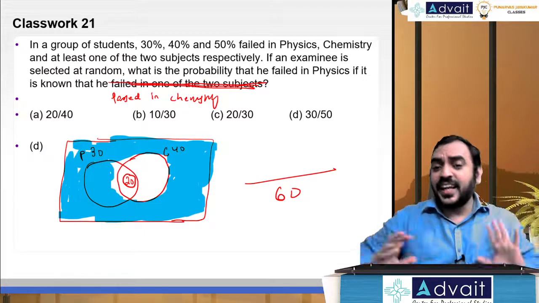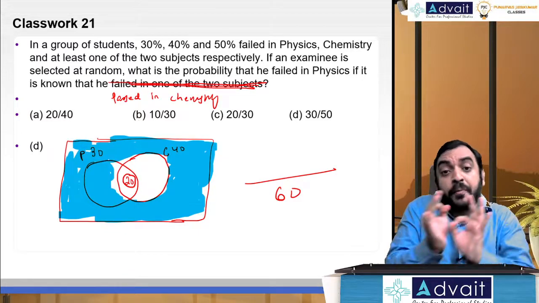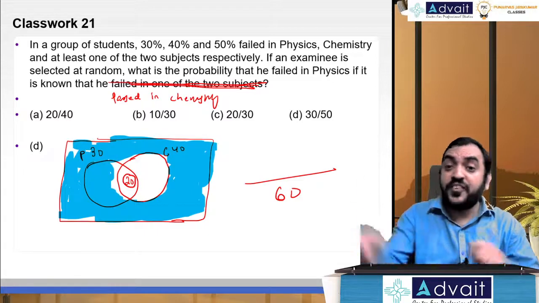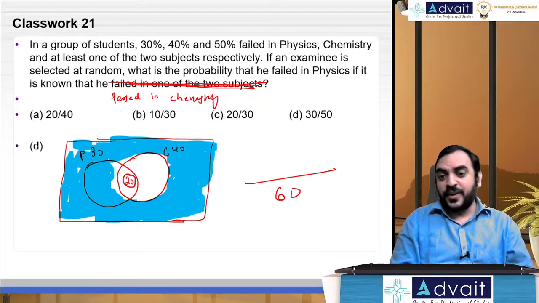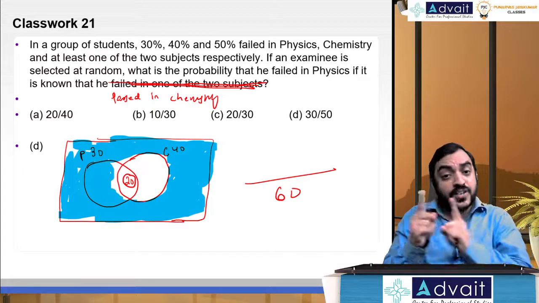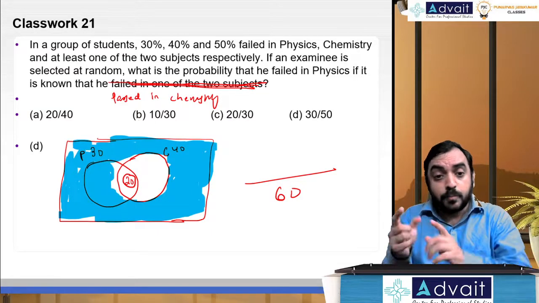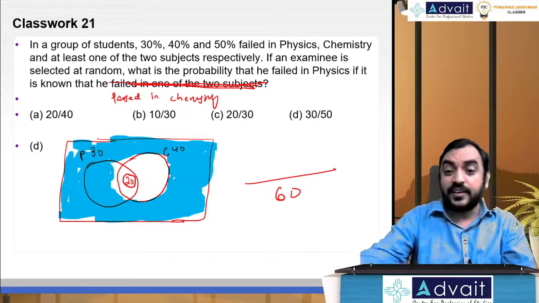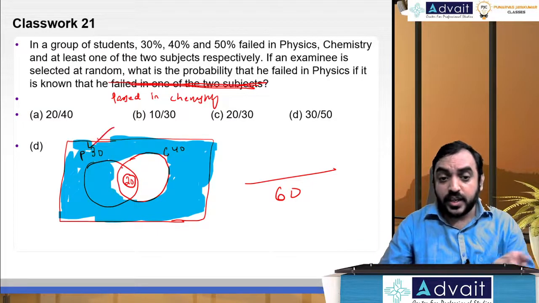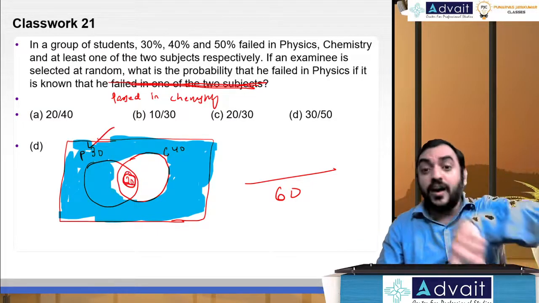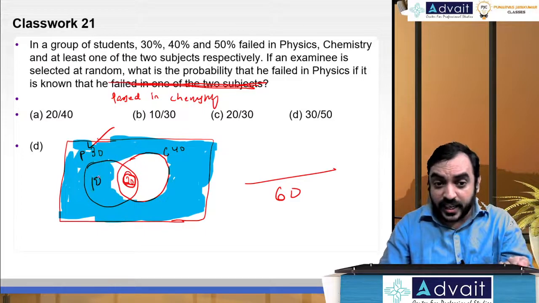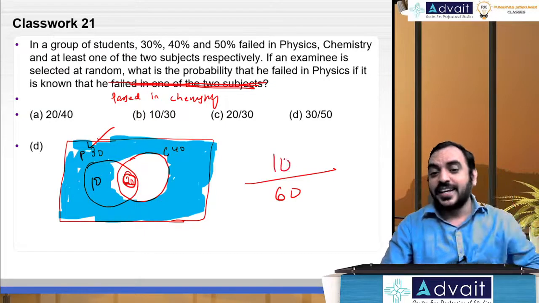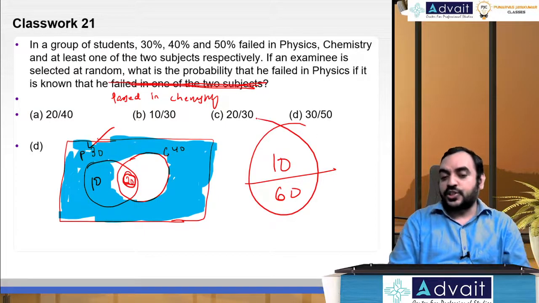Can I say like this? You have passed in chemistry, failed in physics, means what? You failed in physics only. I'll repeat once more. You have passed in chemistry, but you failed in physics, which means you failed in physics only. So out of 30 people, 20 people have also failed in chemistry. The remaining 10 people within this blue region failed in physics only. Answer is going to be 10 out of 60.